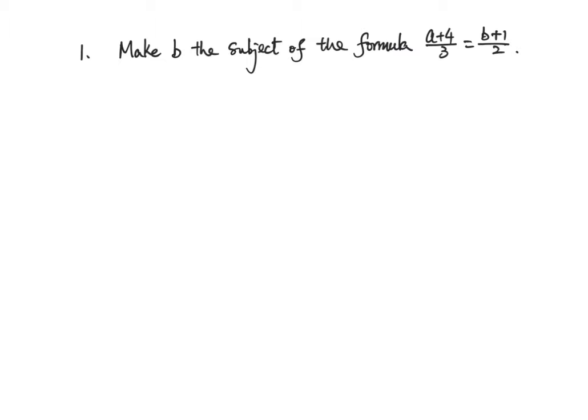So here, let me copy down the formula: A plus 4 over 3, and right hand side B plus 1 over 2. In this formula, there are two denominators. If we want to remove the denominators at the same time, we multiply by the common multiple of the two denominators. If you know the concept of LCM, lowest common multiple, much better. If you don't know that, then just multiply the product of the denominators.